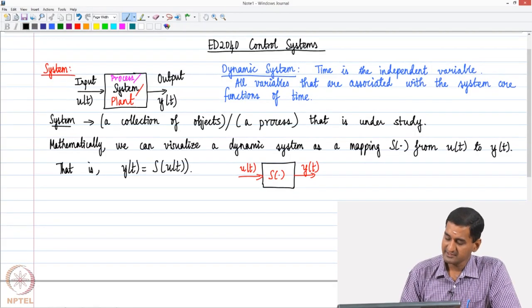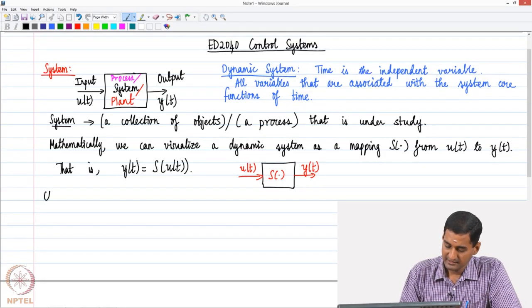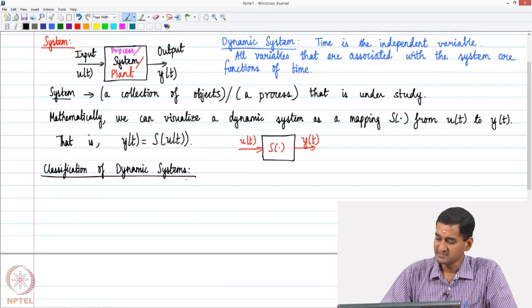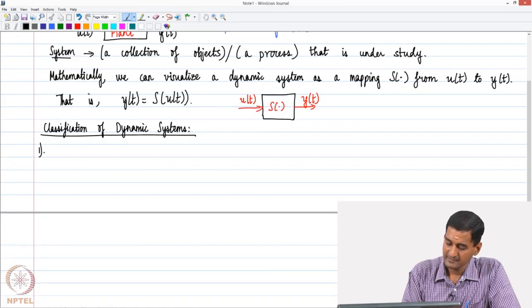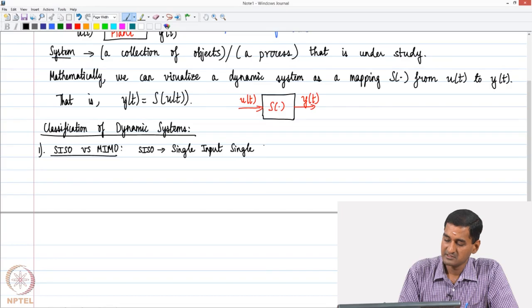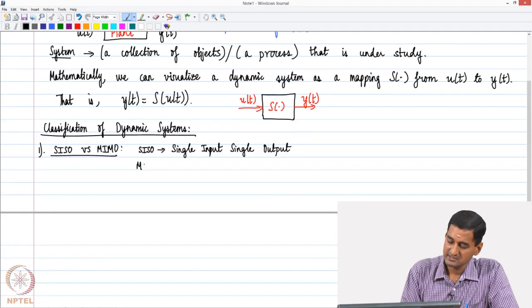Given this, there are various classes of systems that one could study. So let us look at some classes of dynamic systems. As far as classification of dynamic systems is concerned, the first classification that we would consider is based on the number of inputs and outputs, what we abbreviate as SISO and MIMO. SISO is nothing but single input, single output, and the abbreviation MIMO stands for multiple input, multiple output systems.